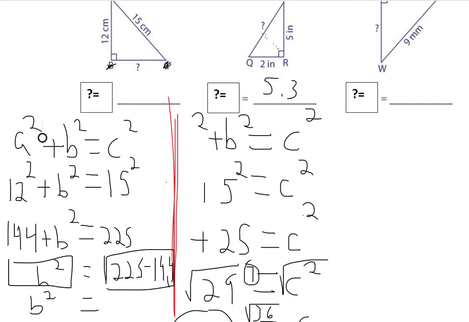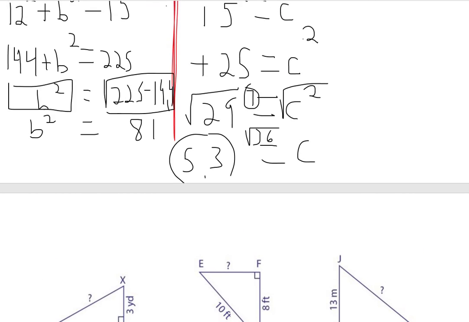225 minus 144, what is that? A 1, and then 22 minus 14, what is that, 8? So B squared is equal to 81. You take the square root of B squared, that's going to give you B. And if you take the square root of that side, you're going to take the square root of 81. That gives you 9, because that's a perfect square. So we have determined that B is equal to 9.